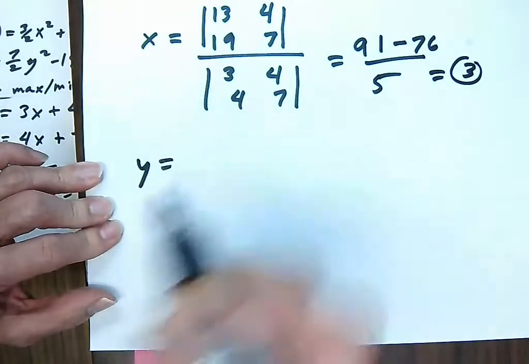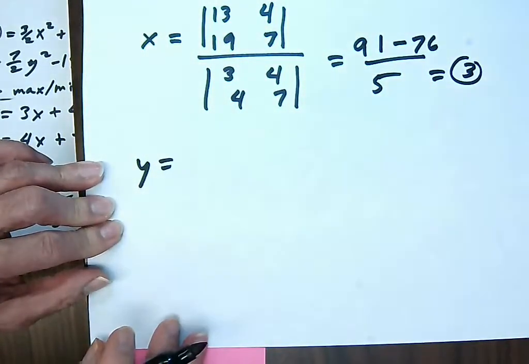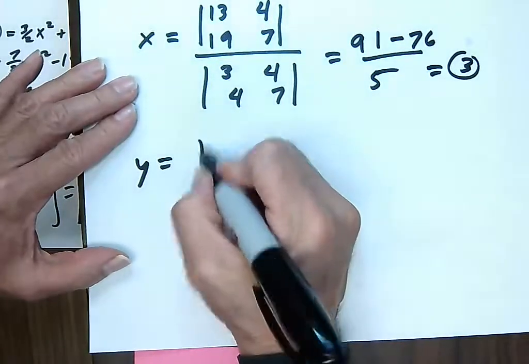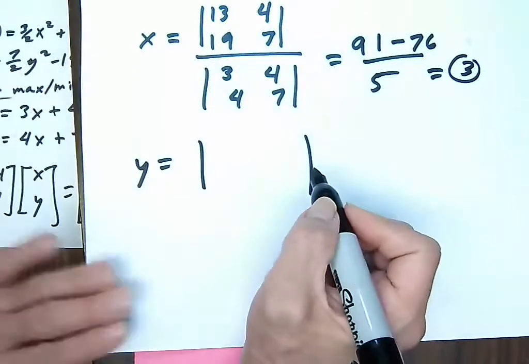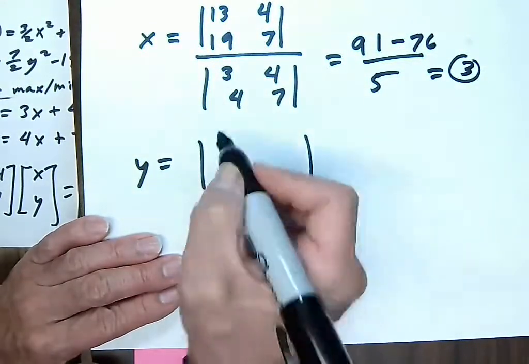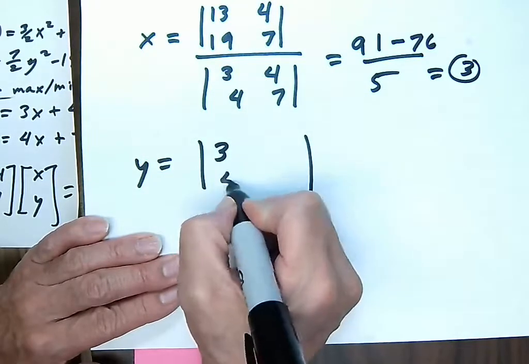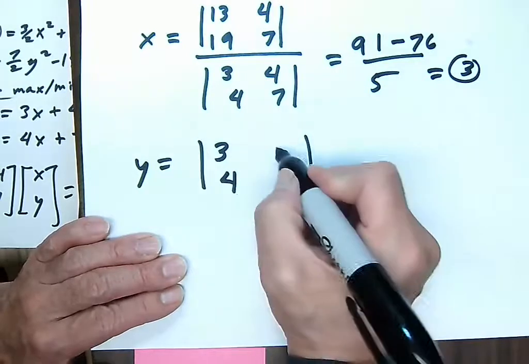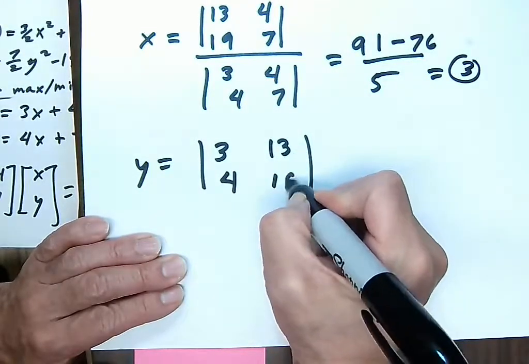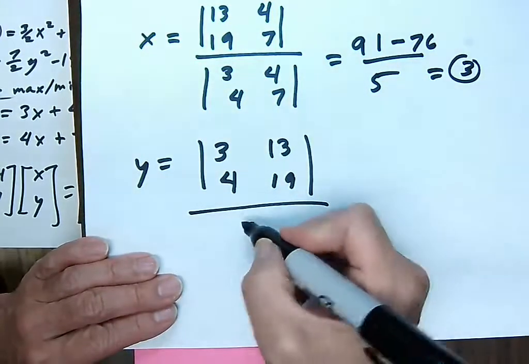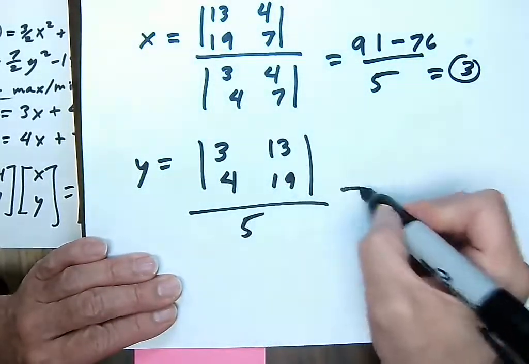Solving for y is going to be the determinant of the A2 matrix over the determinant of the A matrix using Cramer's rule. So when we form the determinant for the A2 matrix, the elements in the first column will be those from the A matrix, and then we simply fill in the second column with the D column vector, 13 and 19, all divided by the determinant of the A matrix, which we know is 5 from before.